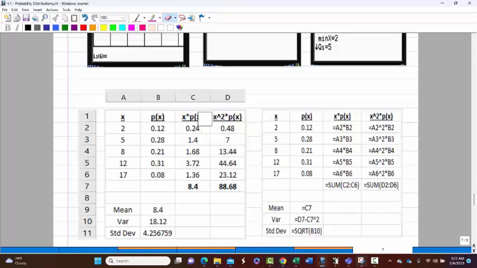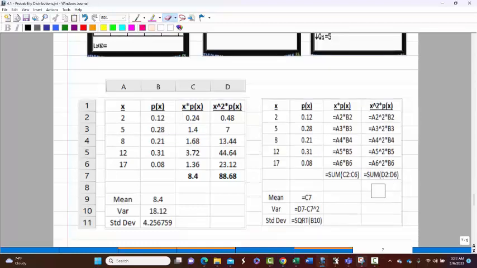Now this column, I didn't create a separate x squared column. I just squared it right here in the formula. I created the x squared times P. So you see over here, I'm squaring it in the formula: A2 squared times B2. So there's x squared times P, x squared times P, and so forth. I added those up. Now the variance will be the sum of these, which I have right here in D7, minus the square of the mean, which is right above it in C7. So it's D7 minus C7 squared.